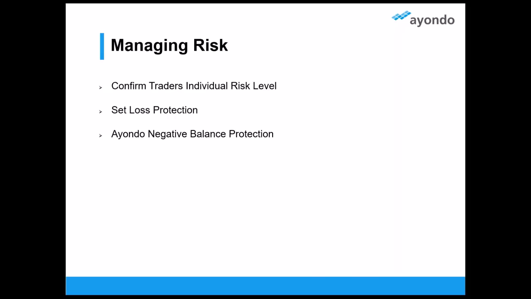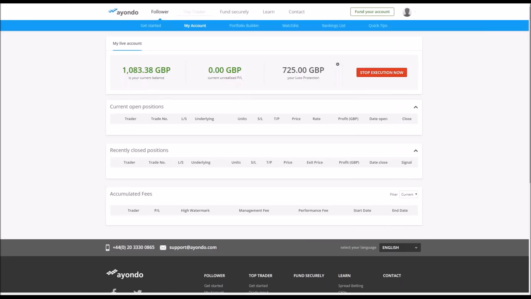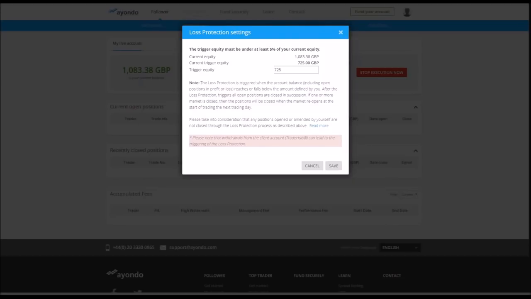With Aondo, they have this negative balance protection. So basically what that means is you can't lose more than you deposit in your account. And there's another level of risk control, and that's what we're going to look at now, your loss protection. So here's my account with £1,083 in. My loss protection, let's click on here. I think the best way of explaining this is it's like having a financial stop loss on your account.